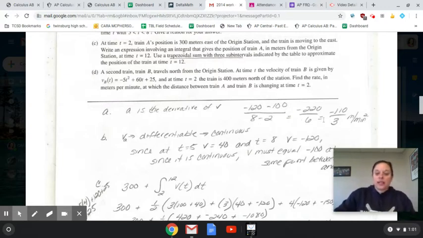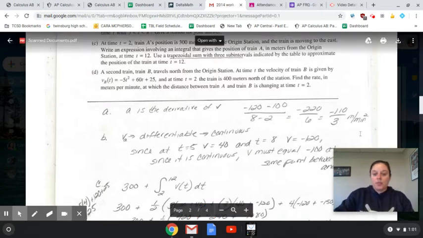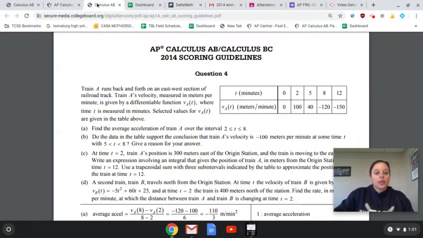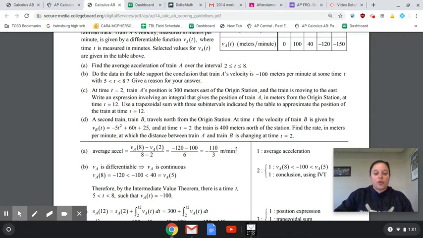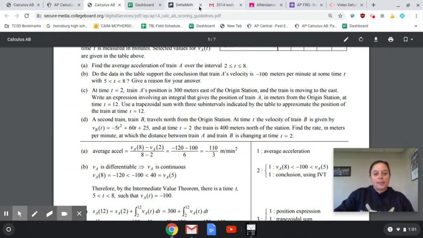They didn't specifically ask for a unit, but it is acceleration, so it'll be meters per minute squared, or meters per minute per minute. Scoring wise, they gave only 1 point. So their work, the units, that wasn't something they were really focused on. As long as you had something equivalent to negative 110 over 3, you would get that point.